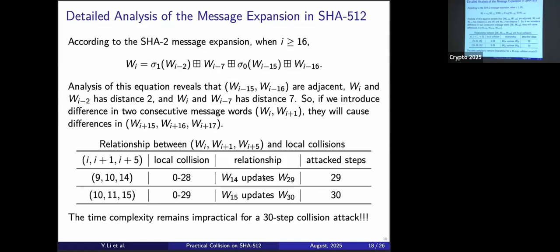SHA-512. According to the SHA-2 message expansion, we found that there are 2 ways of selecting message words that can form a local collision, leading to a 29-step and a 31-step clean attack. However, the time complexity of modifying the message for a 30-step clean attack is too high, and we could not find a practical clean attack message pair. So we perform an attack on 29-step SHA-512.